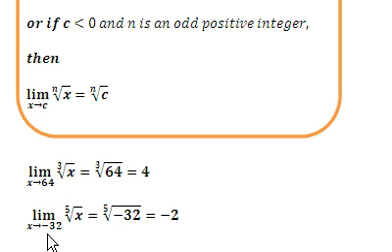Now, I have taken our n here, or I'm sorry, our c is negative 32. However, as you can see here, this is an odd number. And so this follows under this part where c is less than 0 and n is an odd positive integer, therefore this holds. So we take negative 32 and we do the direct substitution, and the fifth root of negative 32 is equal to negative 2.